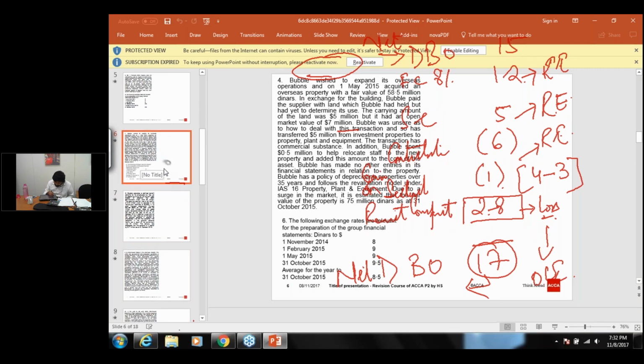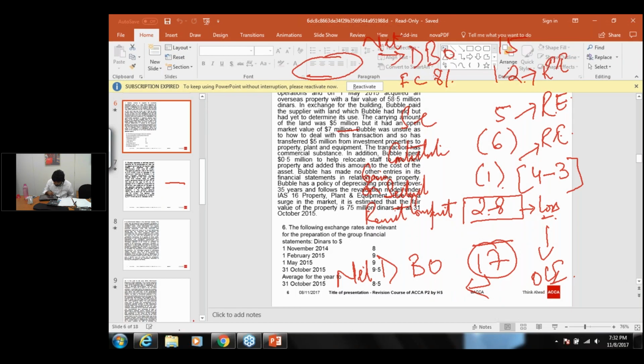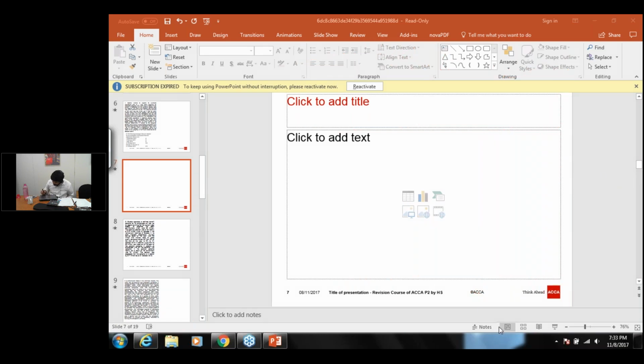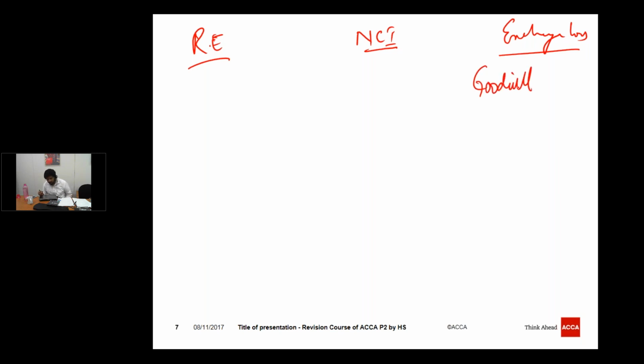Where we are right now, we are here. I'm just adding an additional slide. So for this slide, we have to calculate the retained earnings, NCI, and exchange losses in total. On goodwill, we have already calculated the exchange loss. I think it's 2.1. And now you are required to calculate the exchange loss on net assets.